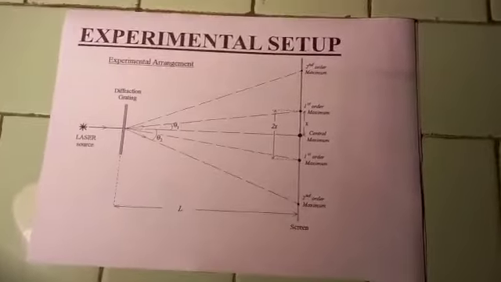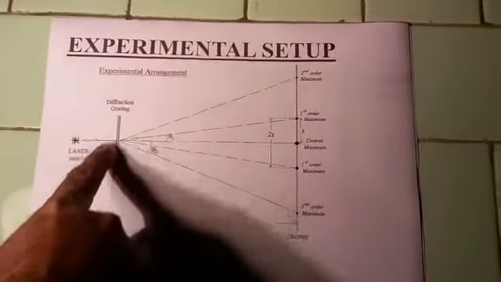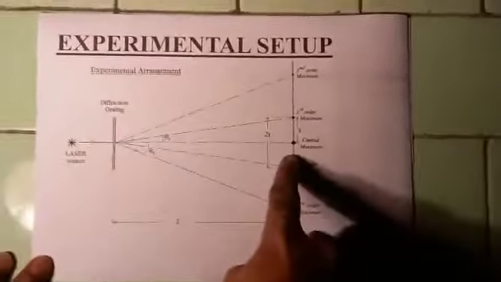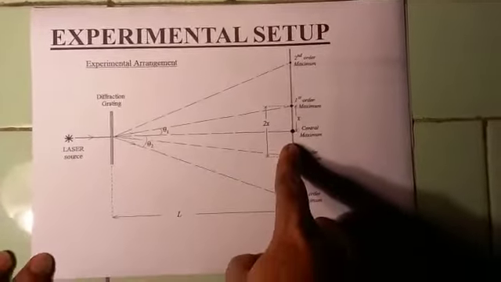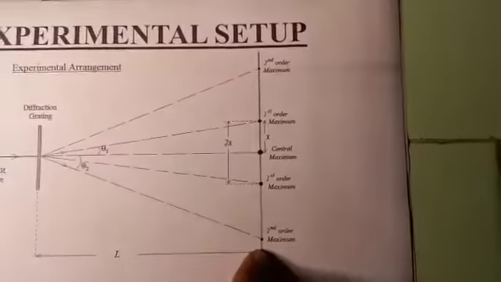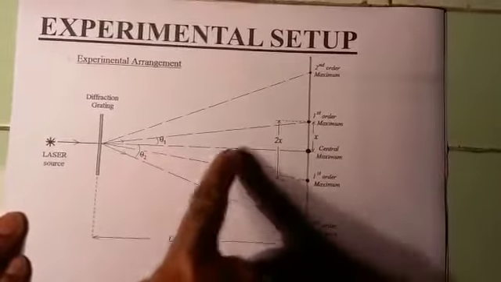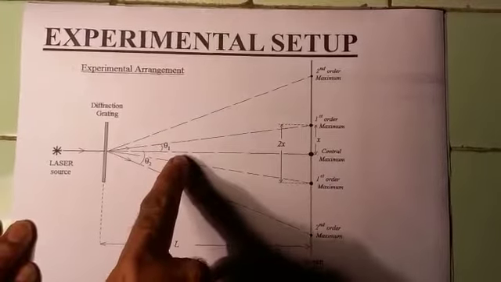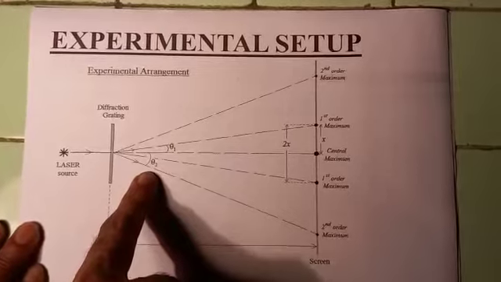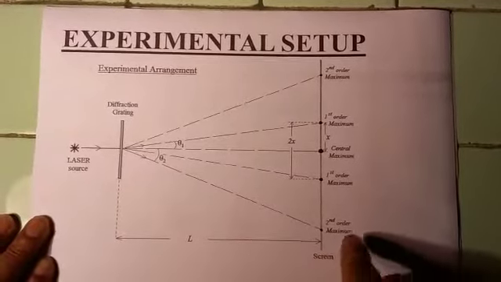Now let us see the diagram of this. We have a laser source here, then this is the grating, and then we have the 0th order central maxima right in front of the grating. Then we have first order and second order, which can be easily seen. This is the angle of diffraction. In this diagram, the angle of diffraction is shown as theta 1, and for the second order, the angle of diffraction is shown as theta 2.